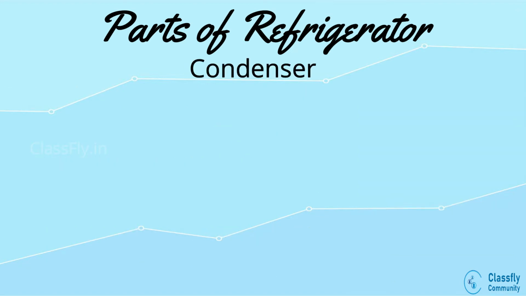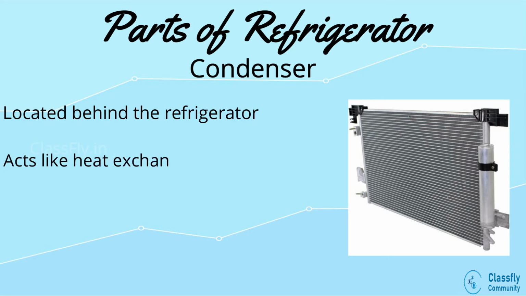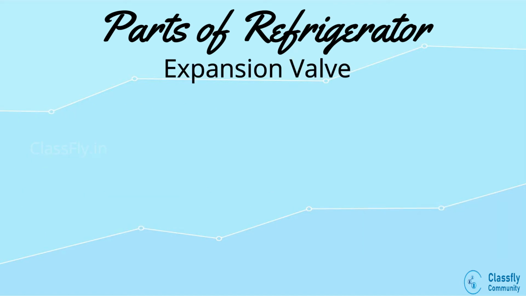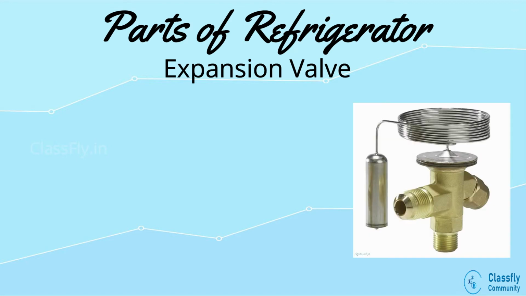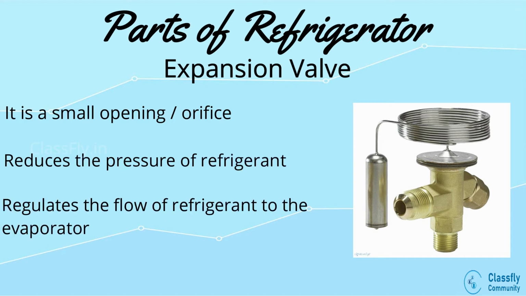Next, condenser. Well, this is placed at the back of the refrigerator. The condenser acts like a heat exchanger where the refrigerant, while flowing through it, gives away its heat to the cooling medium circulating around the coils. At last, the expansion valve. Well, this is a small opening which is used to reduce the pressure of the refrigerant and also to regulate the flow of refrigerant to the evaporator.